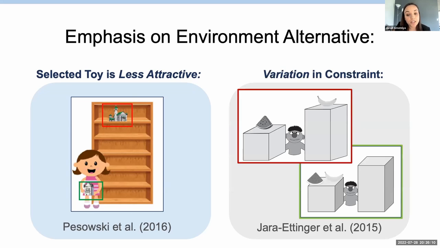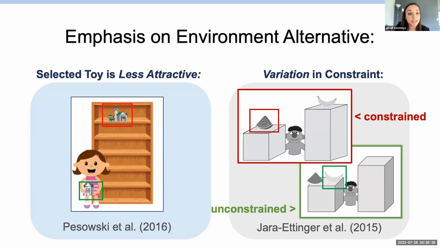Another study by Hara-Ettinger and colleagues may have also drawn children's attention to the constraint, here by presenting variation in constraints. So here children were shown what treat the character Ernie chooses in a constrained and an unconstrained environment. For example, he chooses the watermelon when constrained to that option, but the banana when unconstrained. And by showing variation in the environment, children may notice that selections change depending on the level of choice that is provided, and then recognize they have poor evidence of Ernie's preferences in the constraint scenario.